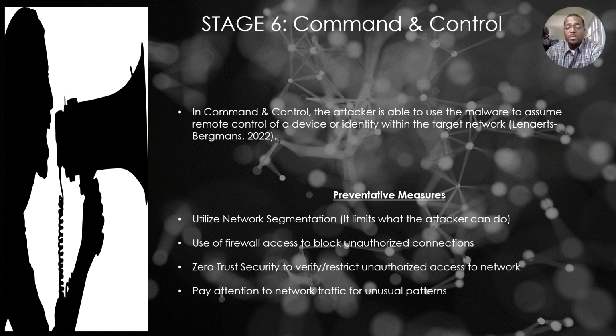Preventative measures that organizations can implement include network segmentation that will limit the attacker's range of motion, the use of firewall access to recognize any unauthorized connections. They can implement zero trust security to verify and restrict unauthorized users. And they can pay attention to the network traffic for any unusual problems that may be seen.